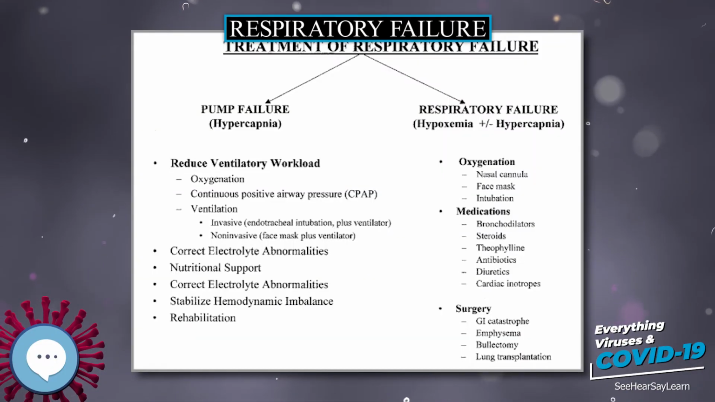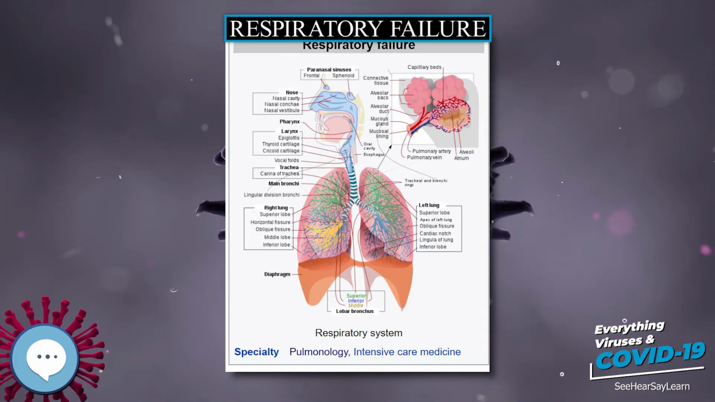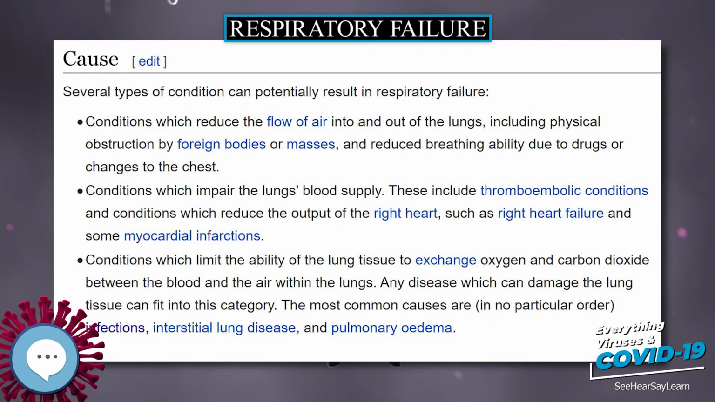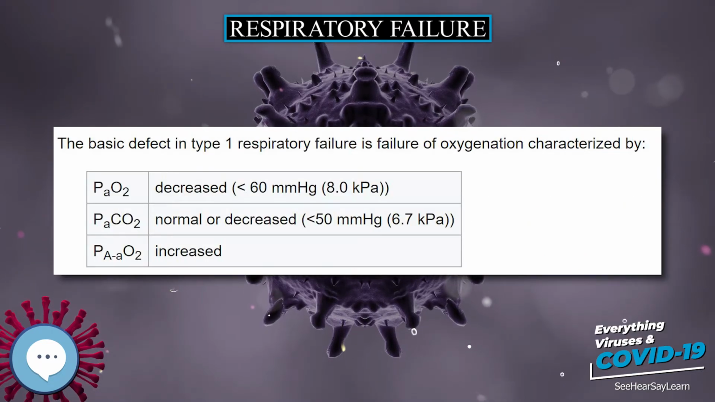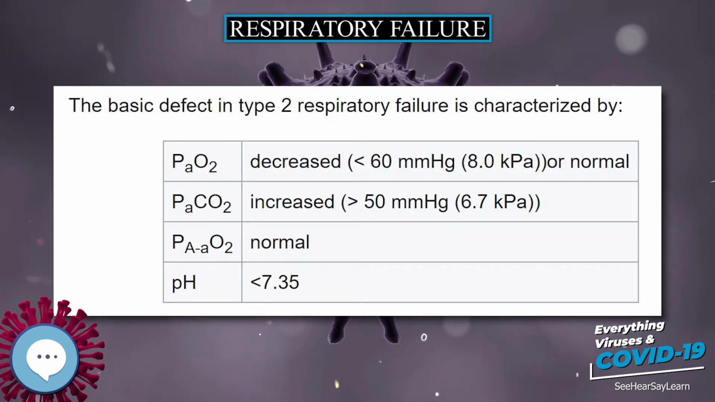Respiratory failure. Respiratory failure results from inadequate gas exchange by the respiratory system, meaning that the arterial oxygen, carbon dioxide, or both cannot be kept at normal levels. A drop in the oxygen carried in blood is known as hypoxemia. A rise in arterial carbon dioxide levels is called hypercapnia. Respiratory failure is classified as either type 1 or type 2, based on whether there is a high carbon dioxide level, and can be either acute or chronic.